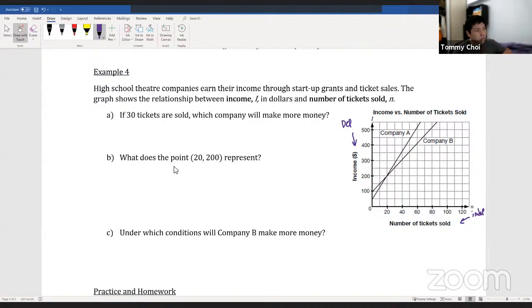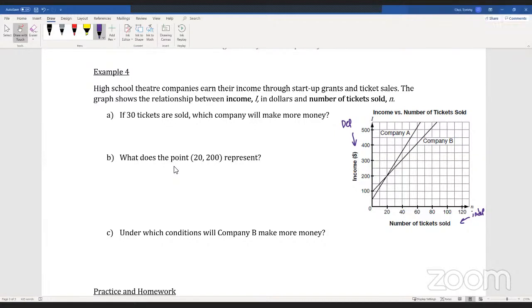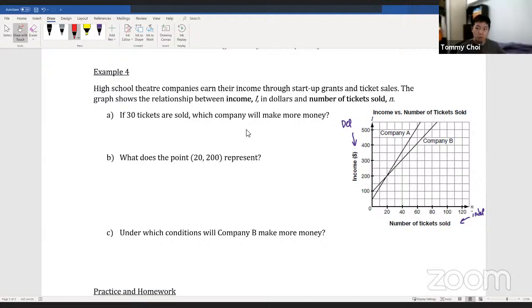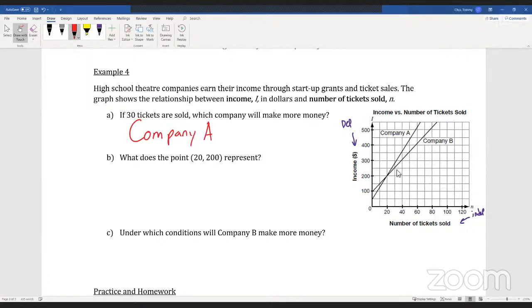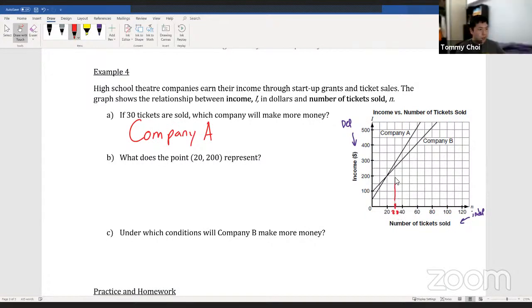James, you're the first one on my list next. If 30 tickets are sold, does company A or B make more money? It's company A, right? It's very obvious. So this is the 30 mark, and if we look up at the 30 mark, company A has a higher income than company B. So clearly, company A makes more money.